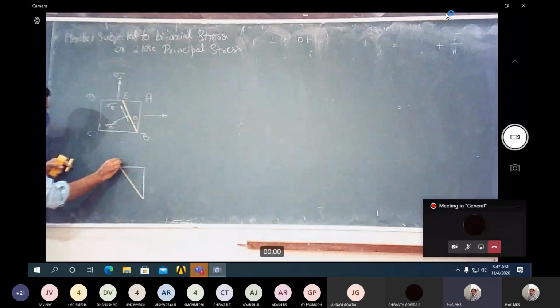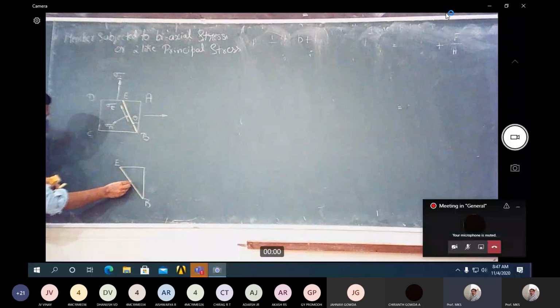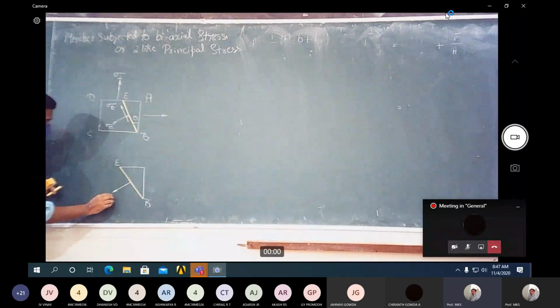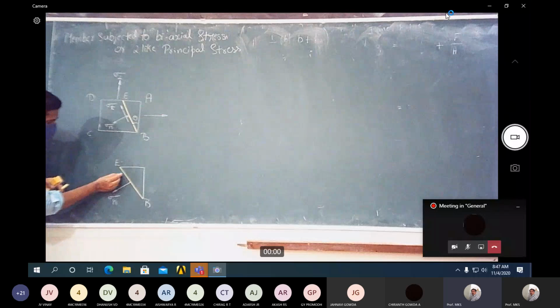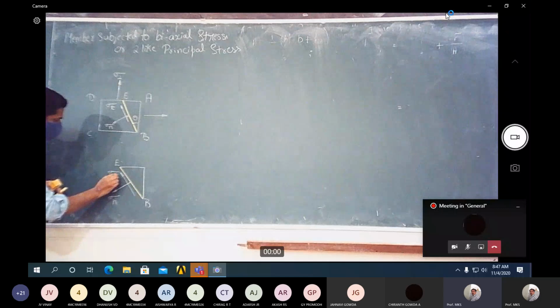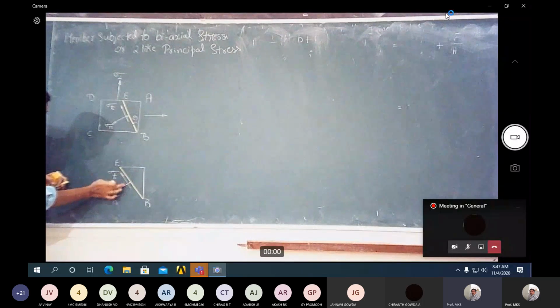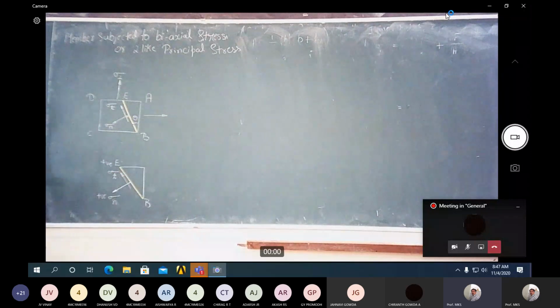I need to resolve the force with respect to the inclined plane. With respect to the inclined plane, there is a normal stress sigma n and a shear stress sigma t. Whatever forces go in this direction with respect to normal stress, we'll take as positive. Whatever tangential or shear stress goes in this direction, we'll also consider positive. The direction opposite to these will be considered negative.